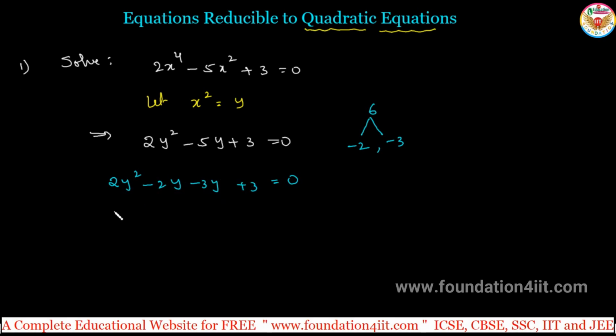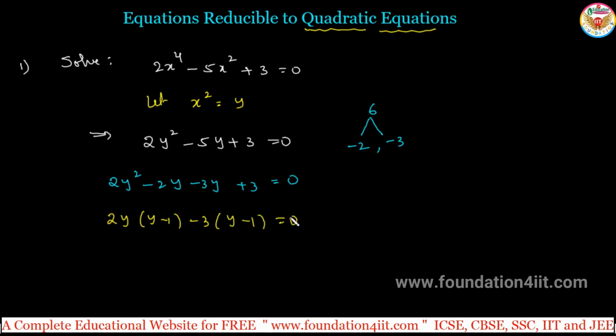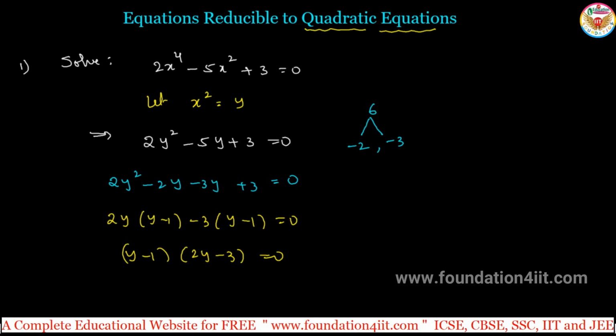From the first two terms you can take minus 2y common, y minus 1. From this, minus 3 is common, y minus 1. Same factorization, now in terms of y. So y minus 1 times 2y minus 3 is equal to 0. According to the zero product rule, y minus 1 is equal to 0 or 2y minus 3 is equal to 0.